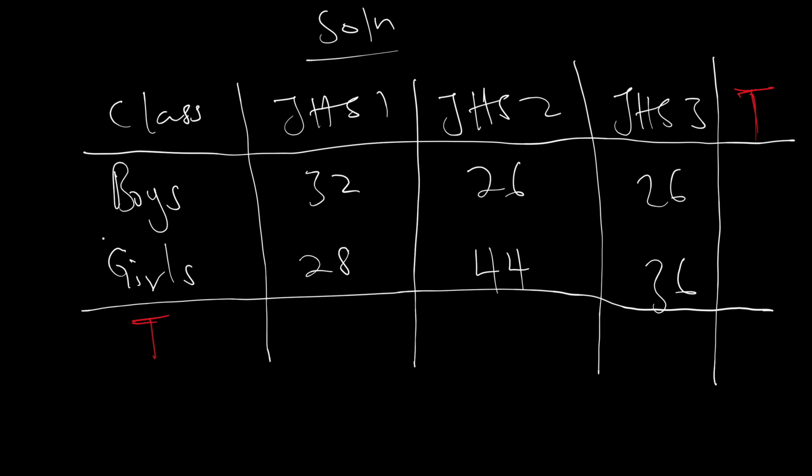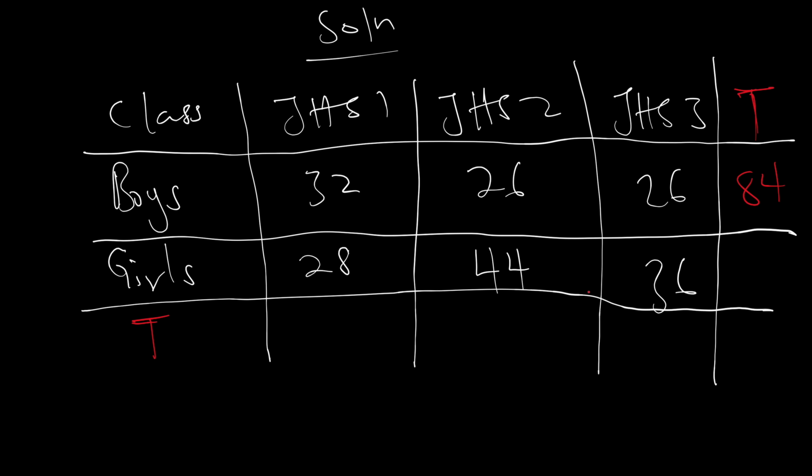So we can say that the total number of boys in the school will be 32 plus 26 plus 26. So that will give us 84. And we can say that the total number of girls in the school will be 28 plus 44 plus 36. And that will give us 108.